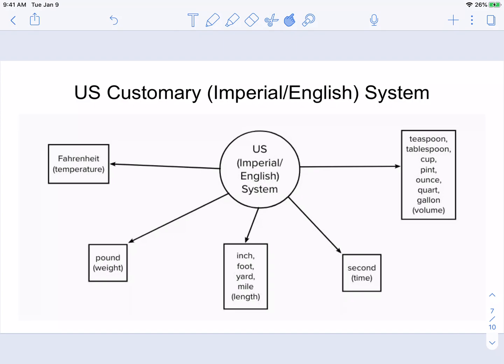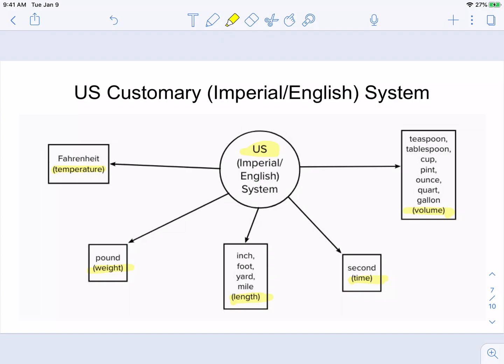In the US system, here are some common measurements that are used. So for temperature in the US, we typically use Fahrenheit. For weight, we use pounds. For length, we use a whole bunch of different things: inch, foot, yard, mile. Times, we still kind of base off the second. And for volume, we have, again, a nice long list: teaspoon, tablespoon, cup, pint, ounce, quart, gallon. So for the US system, the units are completely different than in the metric system.